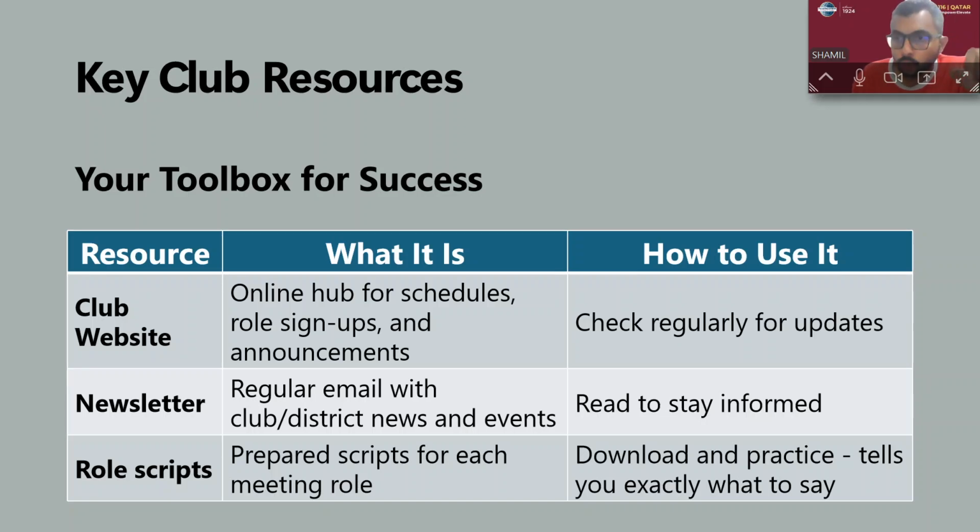Then we have role scripts. If your club has a Google Drive, then they will have a folder dedicated to role scripts. The idea of a role script is that you can get a prepared script for your meeting roles. If you want a script for a timer, grammarian, counter, or any other auxiliary role, you can access it from that folder. So you can download them and keep them in your system or on your mobile phone.